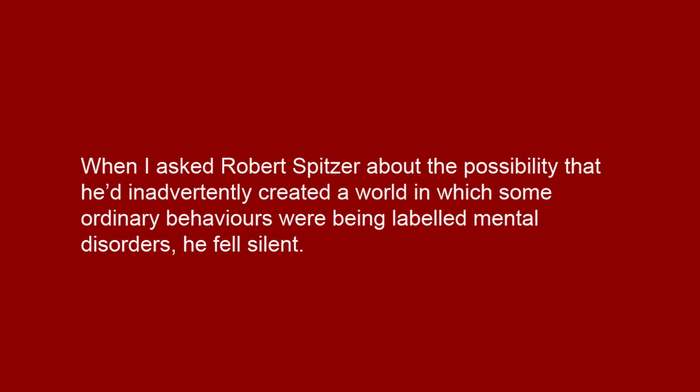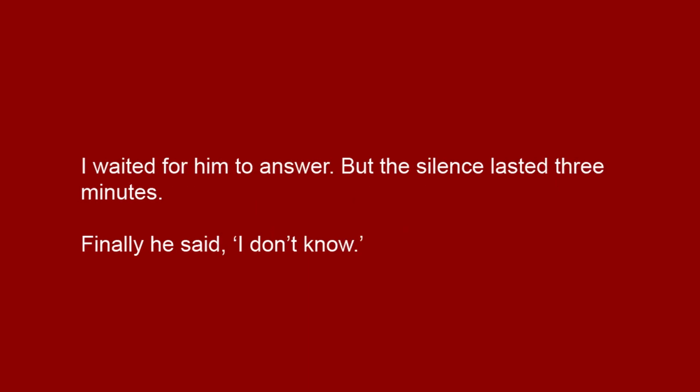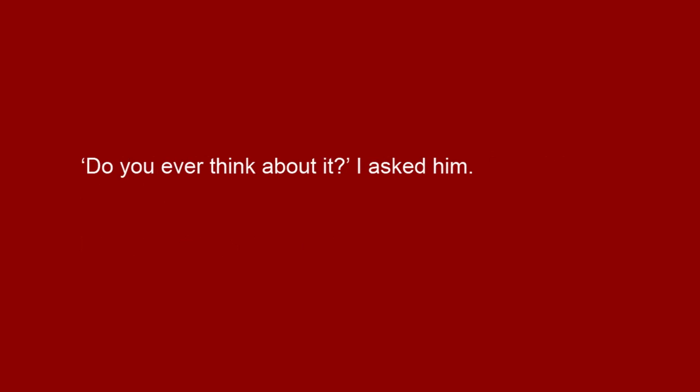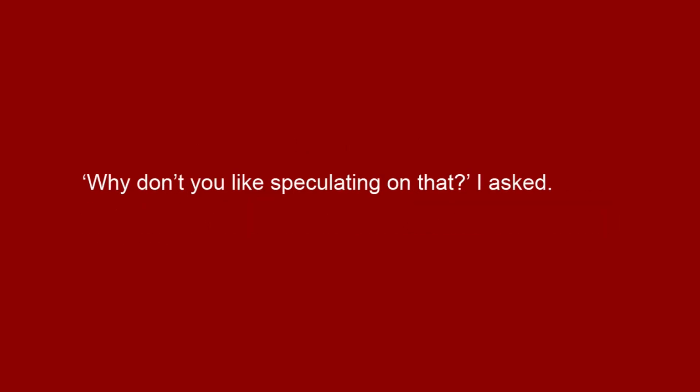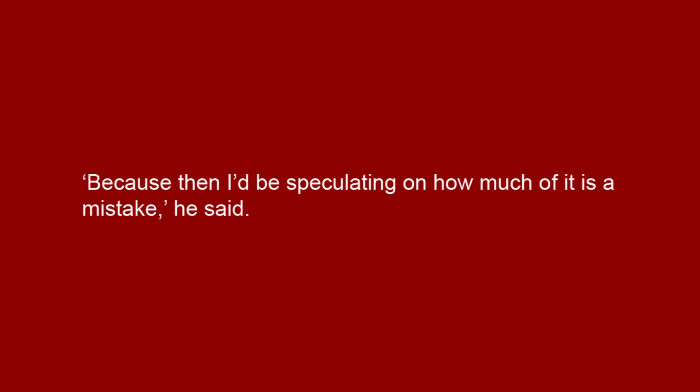When I asked Robert Spitzer about the possibility that he'd inadvertently created a world in which some ordinary behaviours were being labelled mental disorders, he fell silent. I waited for him to answer, but the silence lasted 3 minutes. Finally, he said, "I don't know." "Do you ever think about it?" I asked him. "I guess the answer is I don't really," he said. "Maybe I should. But I don't like the idea of speculating how many of the DSM categories are describing normal behaviour." "Why don't you like speculating on that?" I asked. "Because then I'd be speculating on how much of it is a mistake," he'd said. There was another long silence. "Some of it may be," he said.